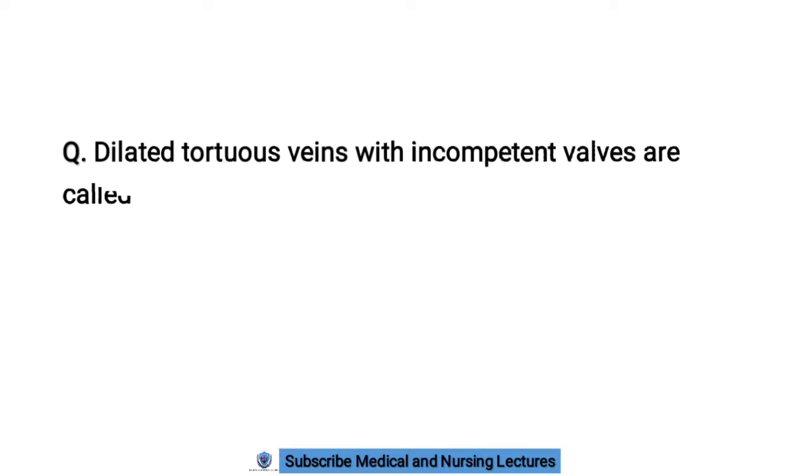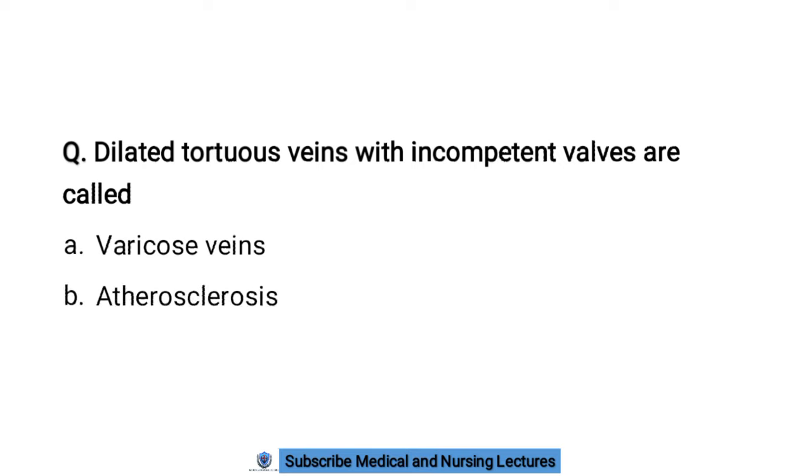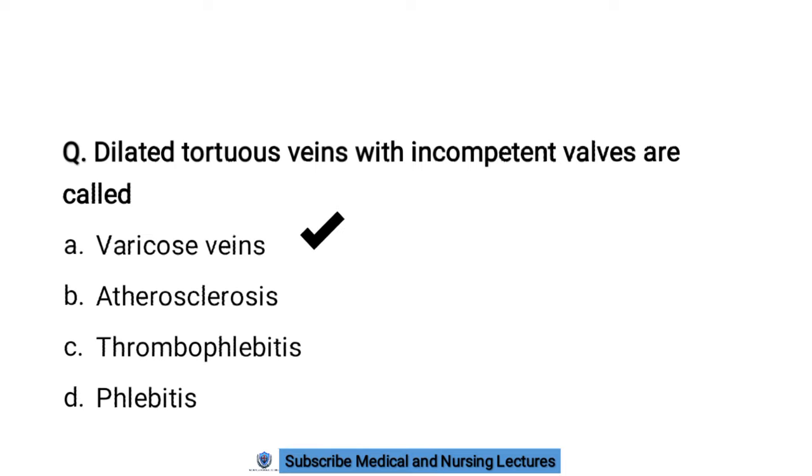Dilated tortuous veins with incompetent valves are called: option A, varicose veins; option B, atherosclerosis; option C, thrombophlebitis; option D, phlebitis. The correct option is option A, varicose veins.